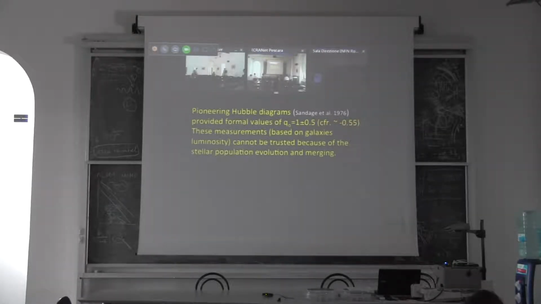For example, in the old papers by Alan Sandage in 1976, he found a value of the deceleration parameter of 1 plus or minus 0.5. Please compare with the current value, about minus 0.55. So what was wrong? Not the methodology, that is pretty simple, but the fact that he did his best by assuming the galaxies themselves are standard candles. But this is not true. Today, we know that it's not true. We have seen this, for example, from the previous talk by Camillo, that galaxies have a stellar population that evolves with time. There are episodes of merging, and all these evolutionary effects destroy the concept of standard candle.